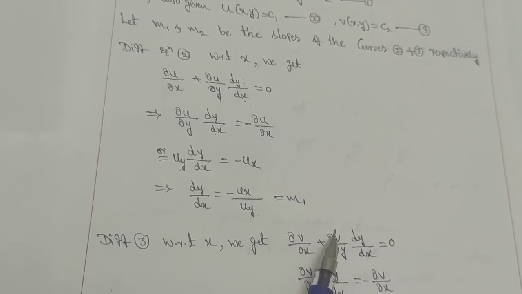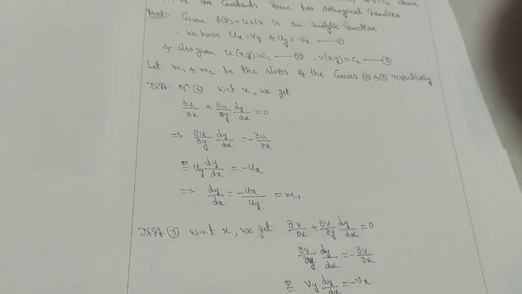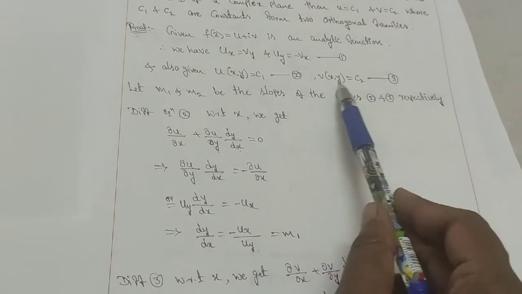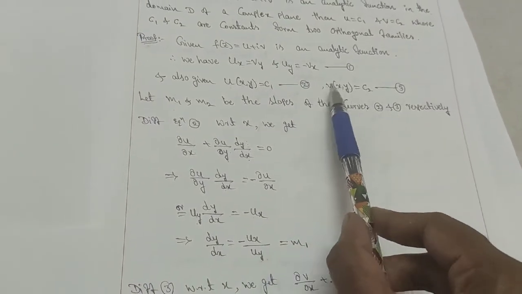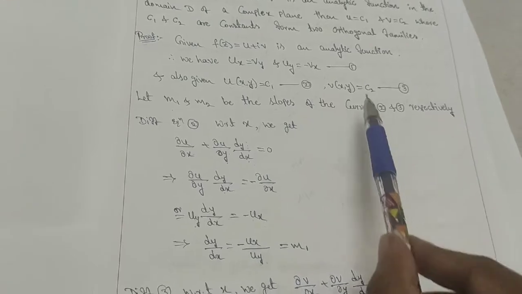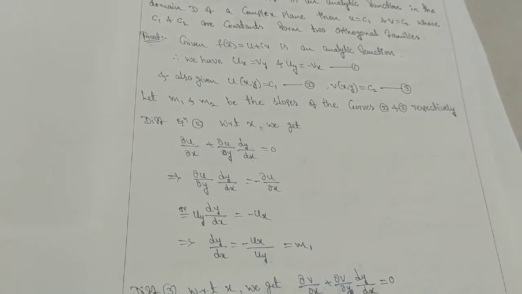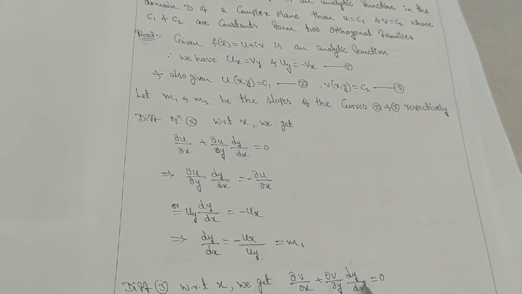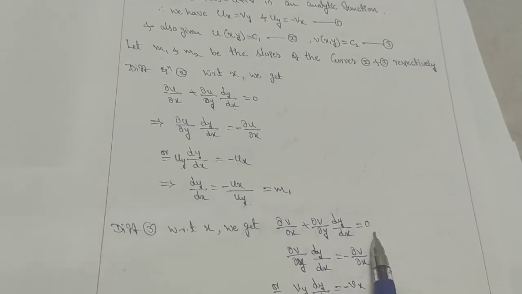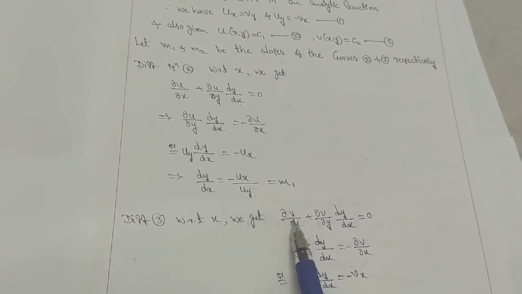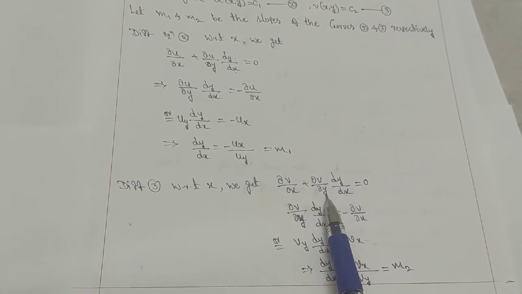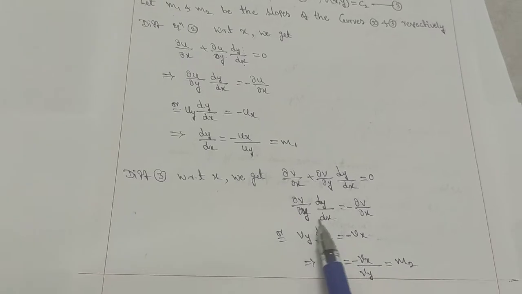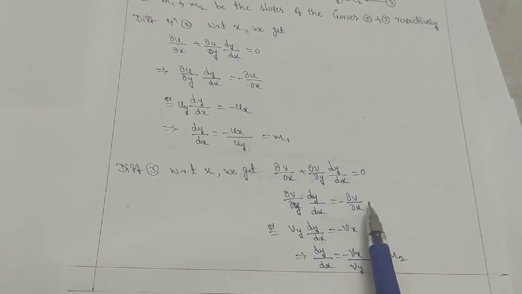And similarly, differentiate equation 3 with respect to x. See, this is equation 3. If we differentiate with respect to x, we will get dou v by dou x plus dou v by dou y into dy by dx, because y depends on x, that is equal to 0. That means we are getting dou v by dou x plus dou v by dou y into dy by dx is equal to 0. In that we can get the value of dy by dx.